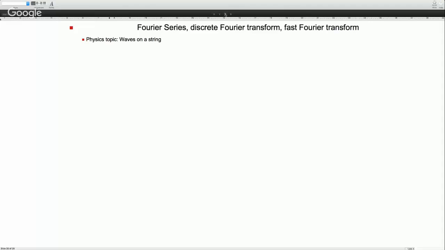And this is another area where there are lots of opportunities to bring data from a lab in. There are lots of physics topics. I've listed only one, but everybody will have their favorite.